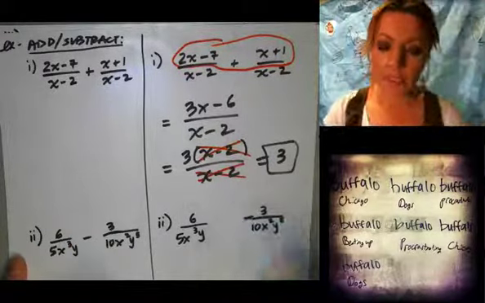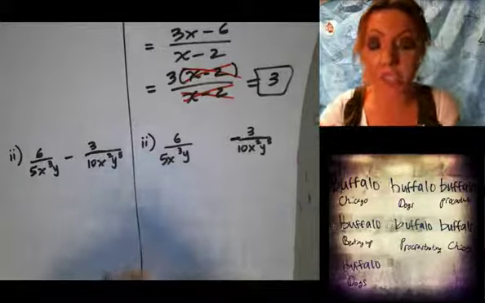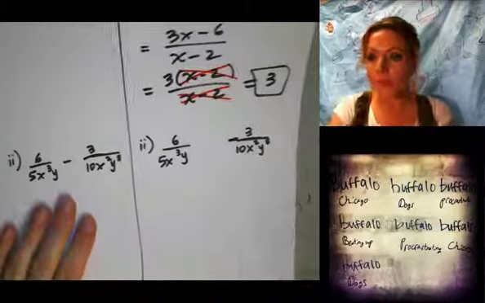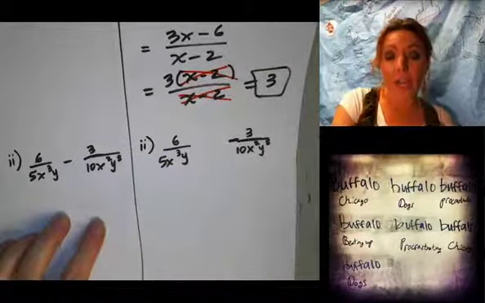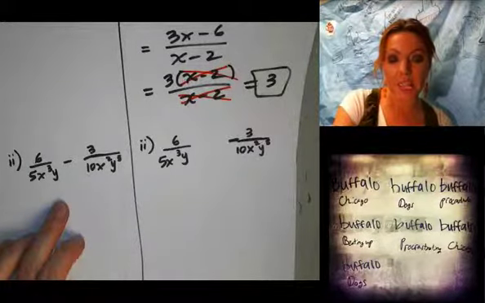So they're easy when we have the same denominator, but I think you all know that we're not always going to have the same denominator. Okay, here we go. 6 over 5x cubed y minus 3 over 10x squared y to the 5th.